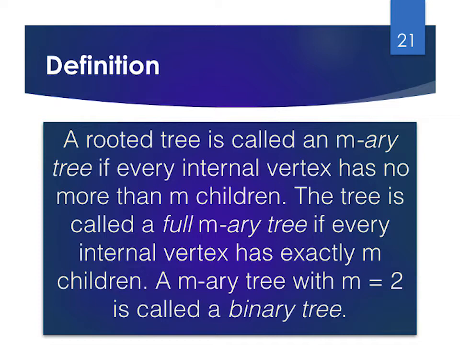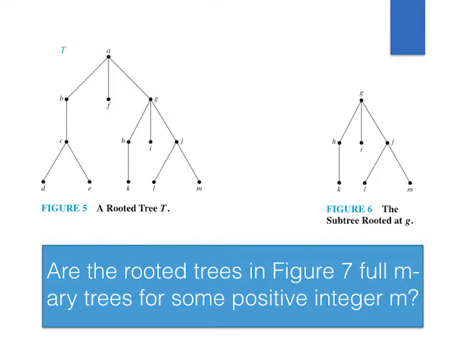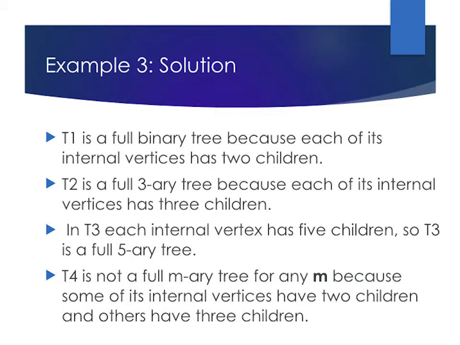To understand this definition, we will take an example. Are the rooted trees in Figure 7 full m-ary trees for some positive integer m? T1 is a full binary tree because each of its internal vertices has 2 children. T2 is a full 3-ary tree because each of its internal vertices has 3 children. In T3, each internal vertex has 5 children, so T3 is a full 5-ary tree. T4 is not a full m-ary tree for any m because some of its internal vertices have 2 children and others have 3 children.